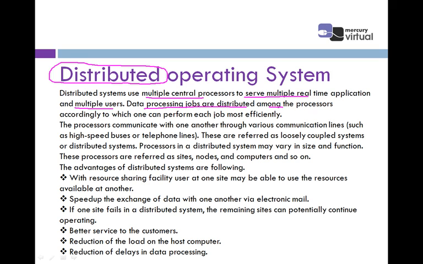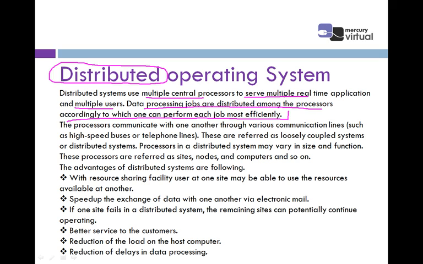Data processing jobs are distributed among the processors according to which one can perform each job more efficiently. Means these jobs are distributed in such a manner that these jobs or tasks are performed efficiently and effectively from one another. Right. So a distributed operating system is simply the task or the process which is distributed among different parts, that is your distributed operating system.